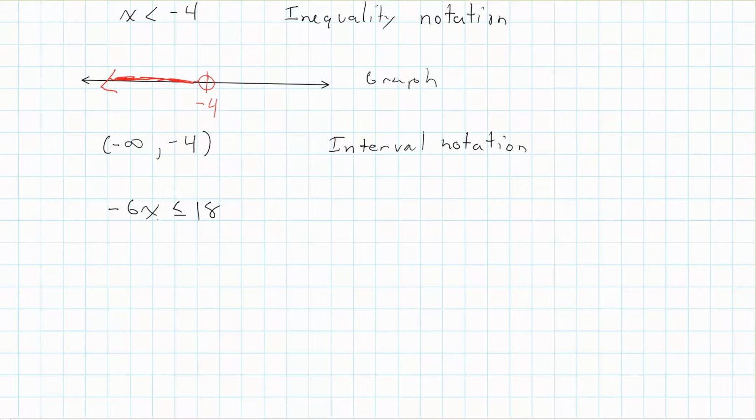Well, this one, of course, I would divide both sides by negative 6. Now I'm dividing by negative 6, so that means I need to flip the direction of the inequality. So I'd have x, flipping the direction, would be greater than or equal to negative 3.